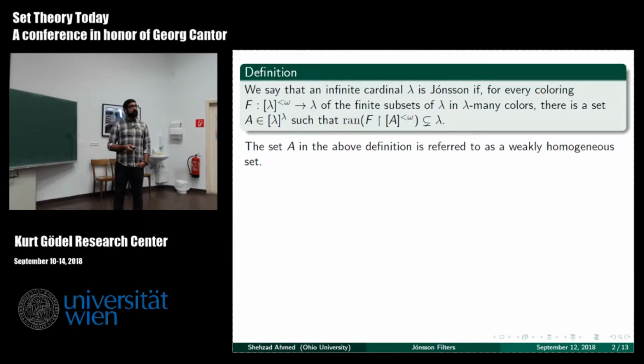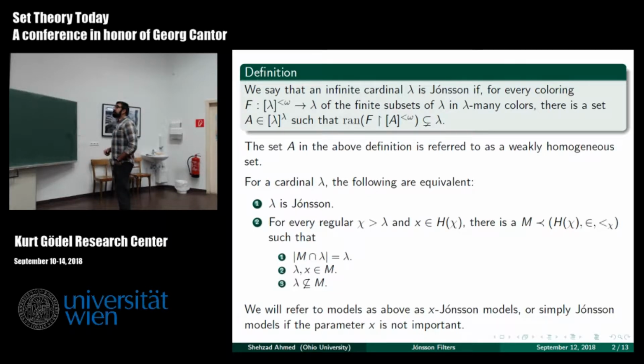There's a definition in terms of algebras, but I never find that useful. For those who might know, like lacking Jónsson algebras, that's the same idea. There's an equivalent definition in terms of elementary submodels, though, which, in addition to the coloring version, is actually quite useful as well. The argument just involves Skolem functions. Basically, the idea is that lambda is Jónsson if and only if for any regular chi, and we can demand a parameter in H(chi), we can find some elementary submodel that's sort of weird. That is, its intersection with lambda is size lambda, M sees x and lambda, but M has some gaps with respect to lambda. So I'm going to be talking about these models a lot.